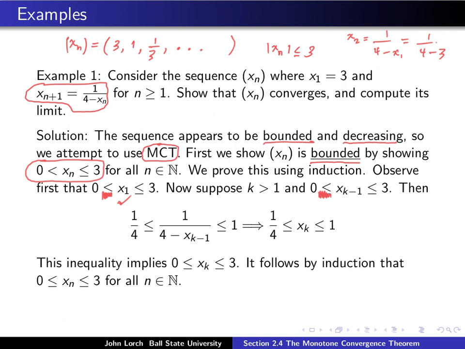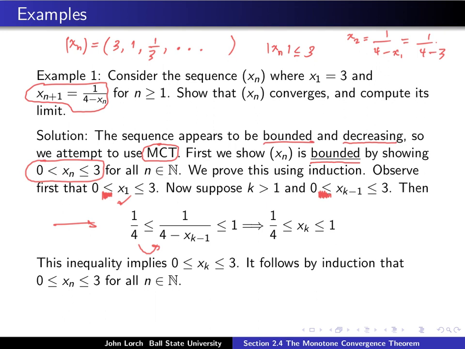All right, so what we're going to do is look at this chain of inequalities here. We begin with 1/4, and we notice that because x sub k minus 1 is positive, 4 minus x sub k minus 1 is going to be smaller than 4. And therefore, the resulting fractions are bigger, right? When a denominator gets smaller, a fraction gets bigger. So that handles that first inequality.